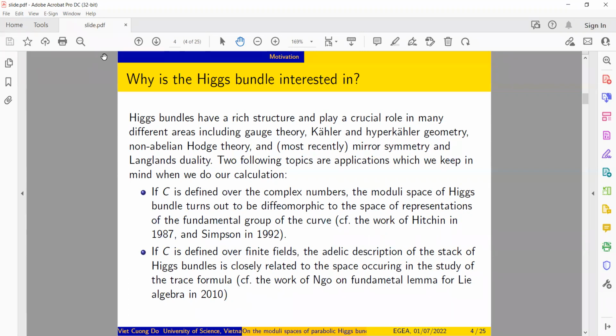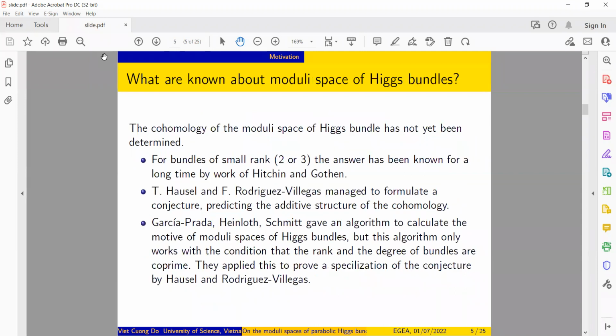Yes, because I want to study Higgs bundles independent of the characteristics of the base fields. That's the reason why, in the first slide, I calculate the motive. And what do we know about the moduli space of Higgs bundles? In fact, if you agree with my first three slides, you know that the Higgs bundle has a very rich geometric structure.